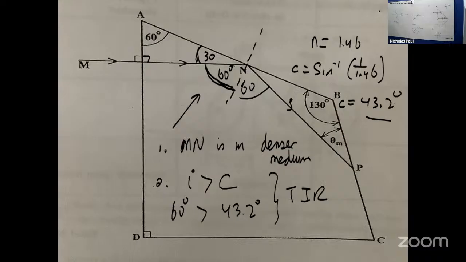Sophia, can you help me? What's the angle here? 30, nice. And how much is theta m then? Theta m is how much? Yep, 20 degrees. Theta m is 20 degrees.